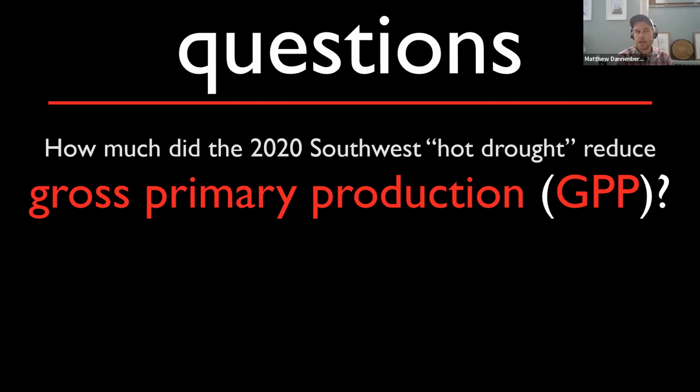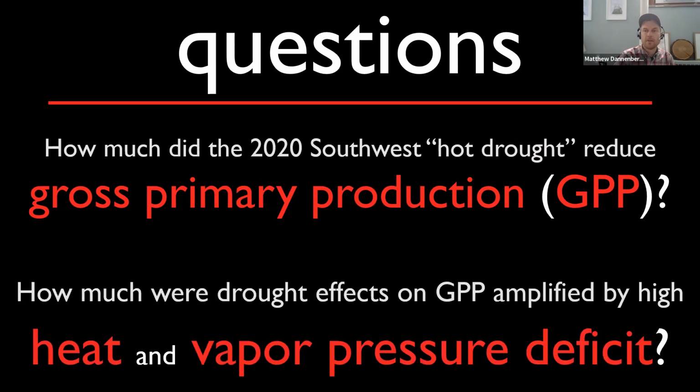And so what we wanted to do in this research is use the 2020 Southwest hot drought as kind of a case study or a natural experiment of sorts to assess, first of all, how much the gross primary production of the region was reduced by those exceptional conditions. And then secondly, to partition out as best as we could the extent to which those gross primary production reductions during drought were amplified by the hot part of the hot drought, namely the high air temperatures and the high VPD.